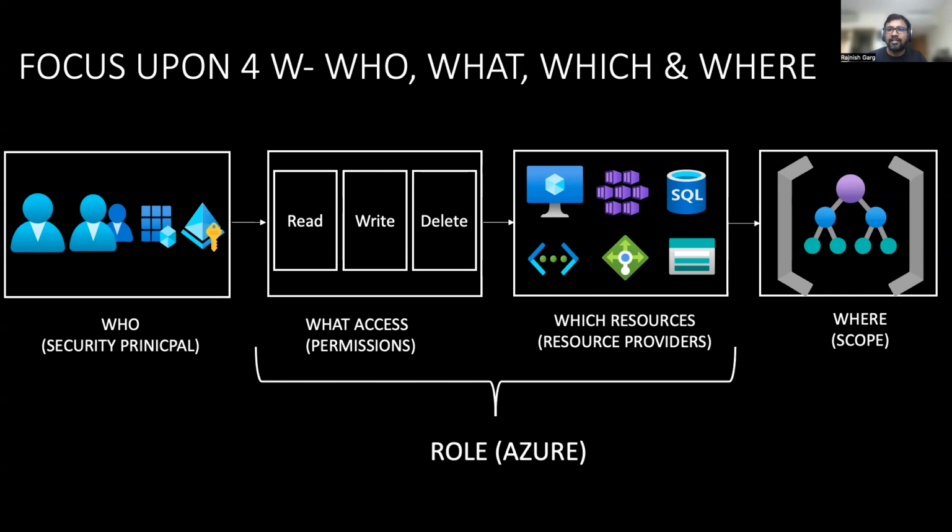However, if you are familiar with AWS, you will see that in AWS, roles are considered as one of the identity types. Last but not least is the where, or the scope. Here you will see that in Microsoft Azure, you can assign roles at different scope levels. And again, from the least privilege standpoint, you should be assigning these roles at the lowest level possible.